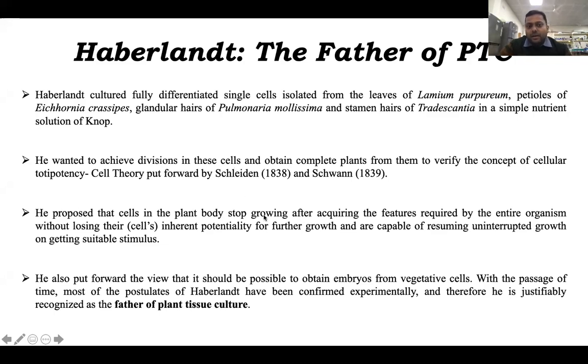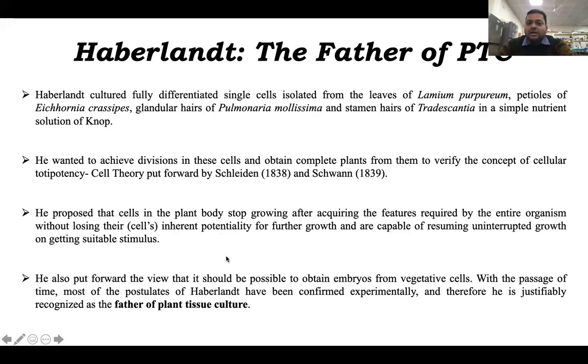And before him, we had the Schleiden-Schwann cell theory, and he was working to prove that. That's where he started. He was trying to prove the cell theory correct, where the individual cell is a living unit and can survive on its own. So he wanted to verify the concept of cellular totipotency proposed by the cell theory. And his objective was to get a full plantlet by culturing a single cell.